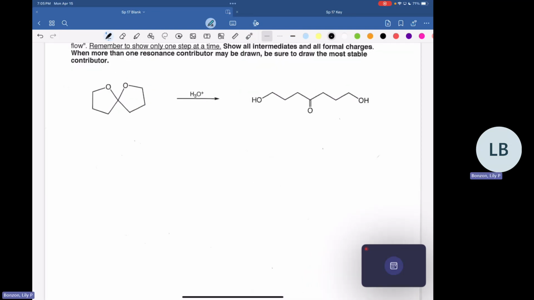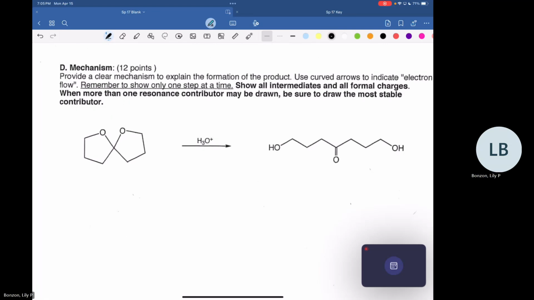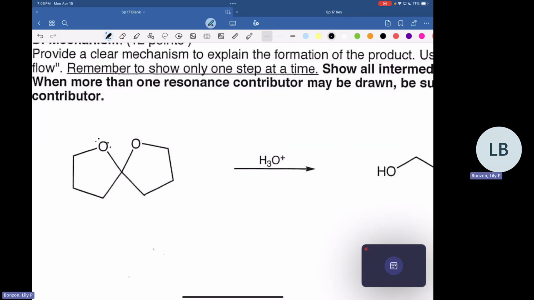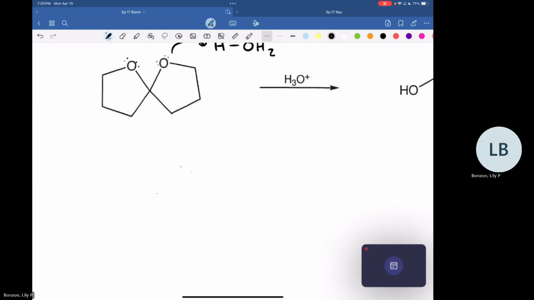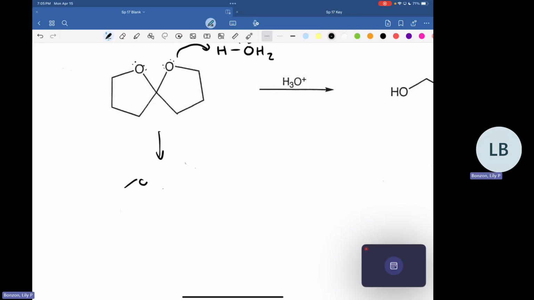Okay, so we've got this kind of weird five-membered ring structure, and then we have a linear structure in the end. We've got a couple of oxygens here, and we've got H3O+. Luckily we're only left with one option, pretty much. One of these oxygens is going to take a hydrogen and get protonated. Since this is symmetrical, it doesn't matter which oxygen you protonate. But we protonate this oxygen, and now it's positive.